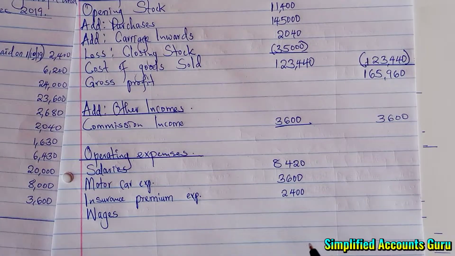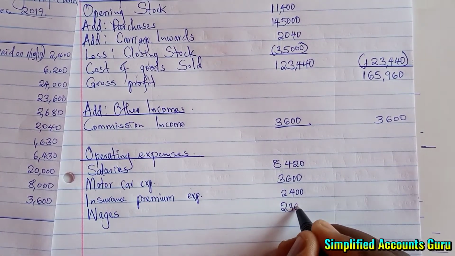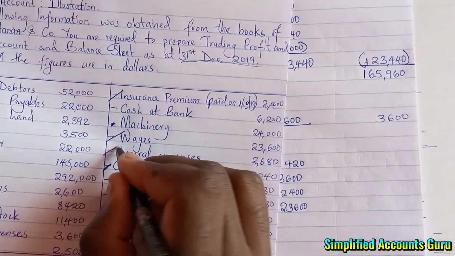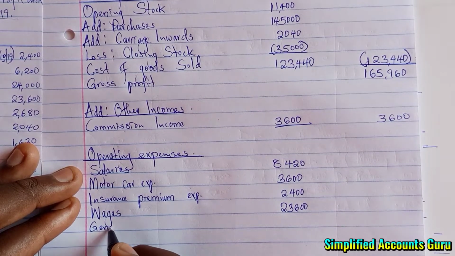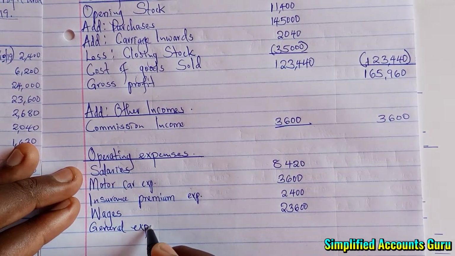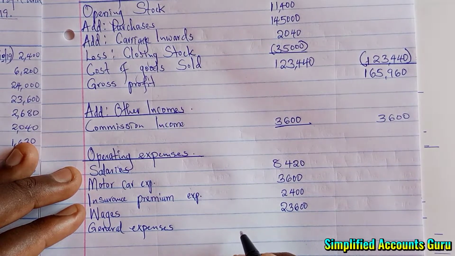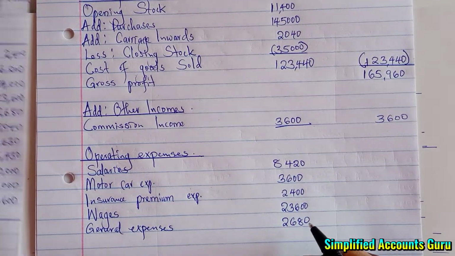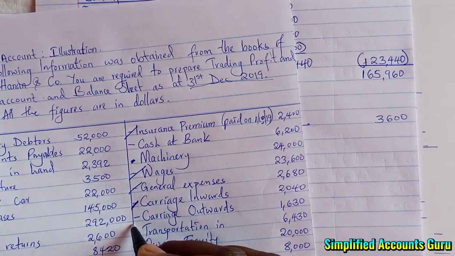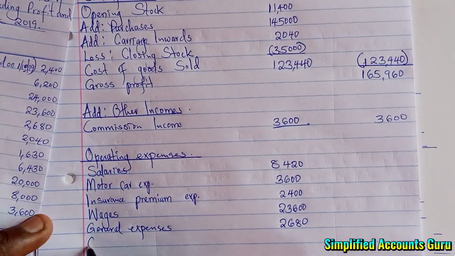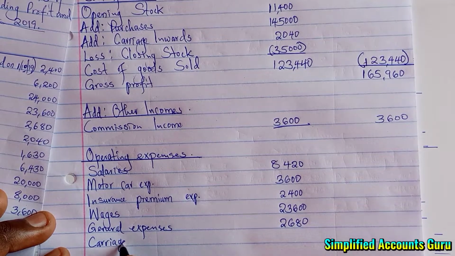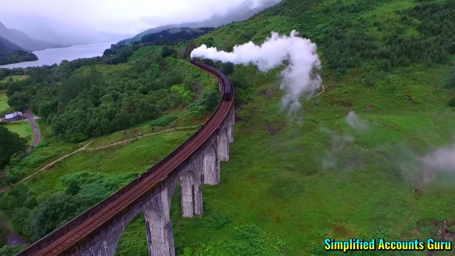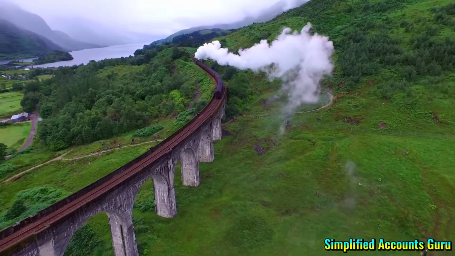Now we need to go to wages. Wages will be 23,600. We are done with wages. Then we have general expenses, which is 2,680. Then we have carriage outwards, which is like transportation of goods to the customer. 1,630.